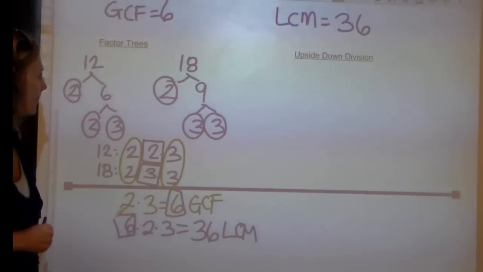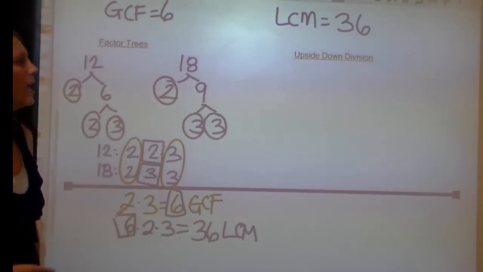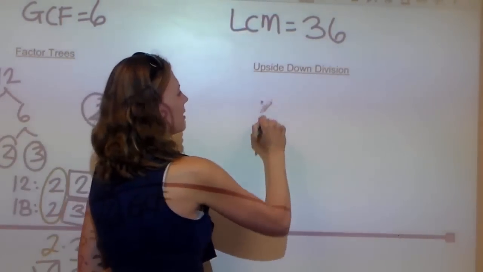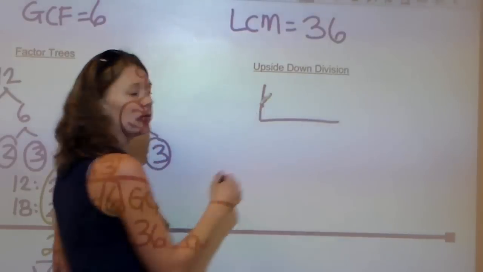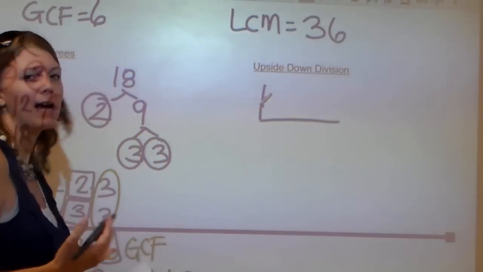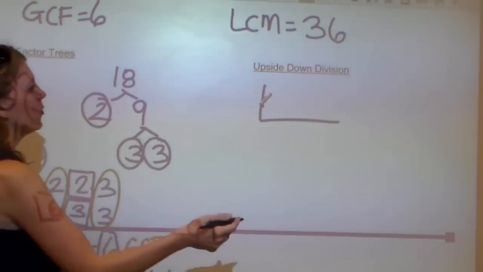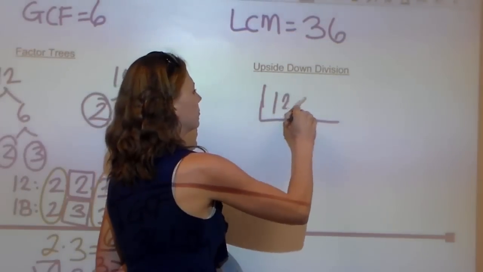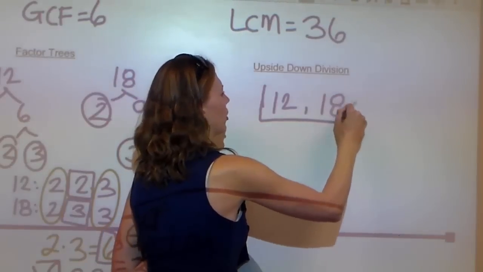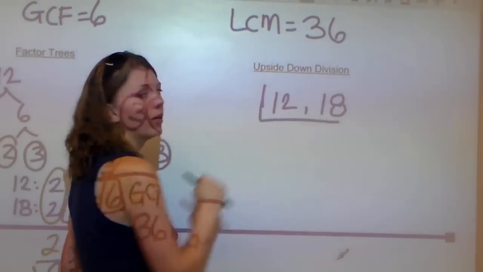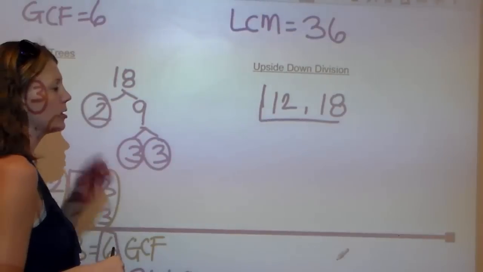The last way is the upside down division. This is my personal favorite. It didn't used to be because I didn't really understand it until I used it multiple times, and then I finally got comfortable with it, and now it's my go-to method. So what you're going to do is put 12. You can separate it with a comma with the 18. You don't have to put a comma here. You could just have enough space so you know there's 2 separate numbers.